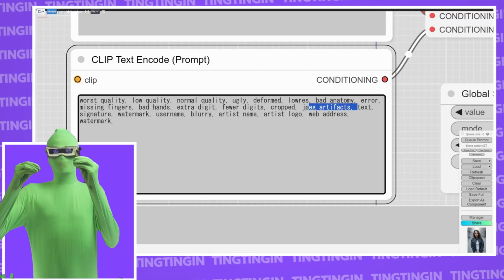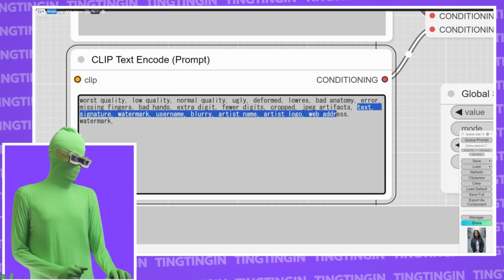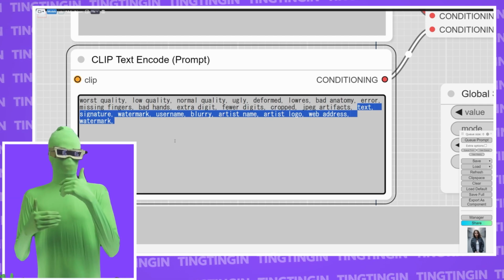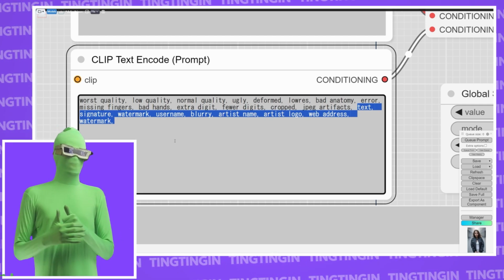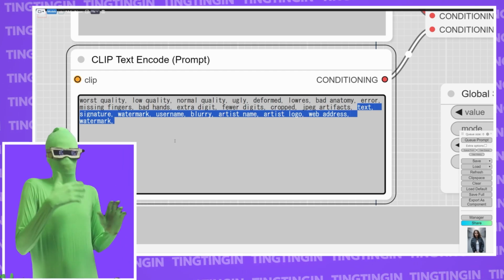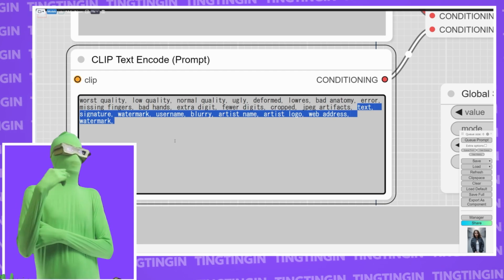JPEG artifacts are things that you see with JPEG images when they get compressed too much; they'll look like this. And then we have text, signature, watermark. This part of the prompt just deals with text in general. In general, diffusion models are bad at rendering text. There are things you can do to try to get around that, but for the most part, they're not very good. So a good rule of thumb is to just remove them in order to improve the quality of the image, especially things like watermarks.